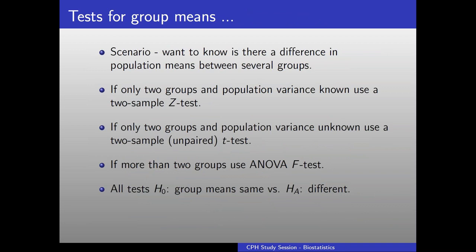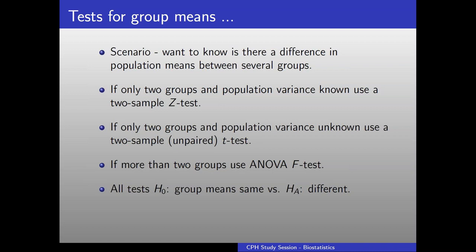So let's talk about different tests. A common test is the test for group means. The scenario is you want to know, is there a difference in population means between two or more groups? Information you need: how many groups do I have? If you have two groups, you're going to use a two-sample test, but depending on whether you know the population variance or not, you're going to use the z-test or the t-test.